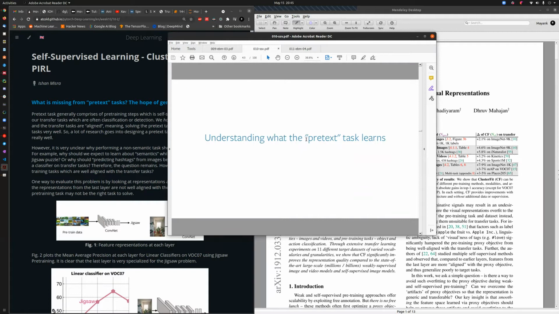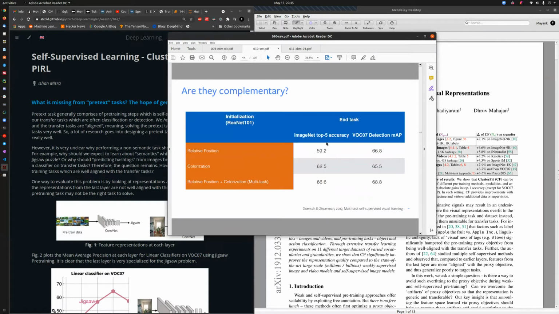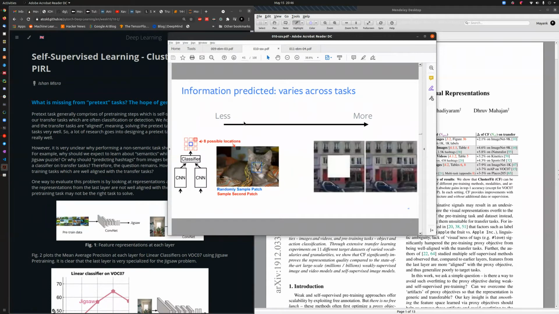We had gone through the pretext, the relative position, the correlation, and the combination of the two for the multitask. This is a multitask objective that we talked about last week too. This helps in representations, and as you can see from the numbers, the information predicted varies across tasks, 8 possible locations, from less to more.